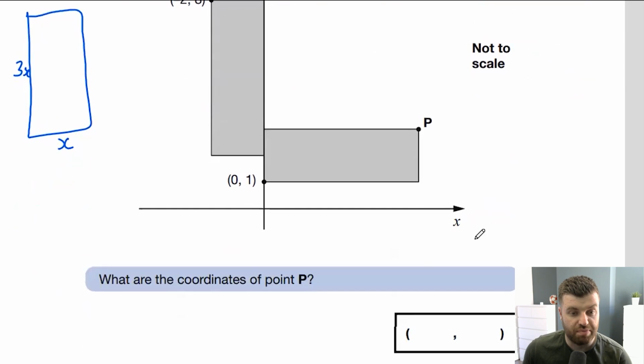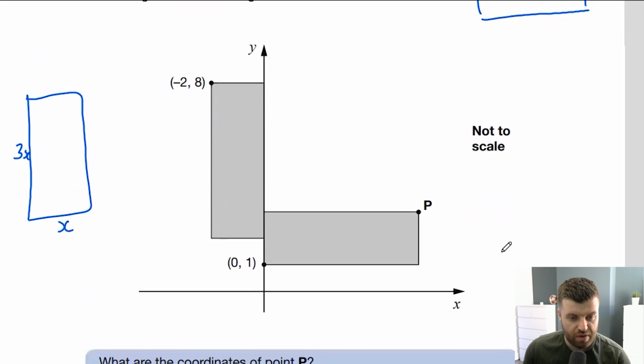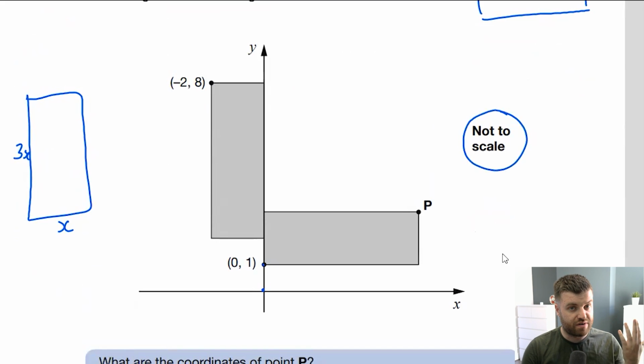What are the coordinates of point P? Okay, let's take a look at this then. So we have 0 up to 1. So that's 1 in difference. And we're only given here -2 and 8. So there's only one place we can really start here because this is not to scale. We can't pick up our ruler and start measuring.